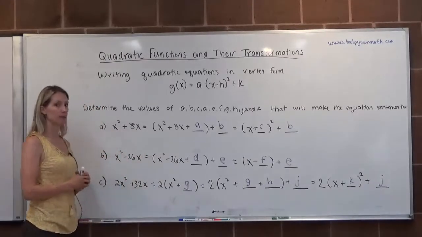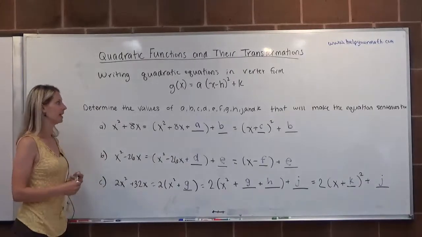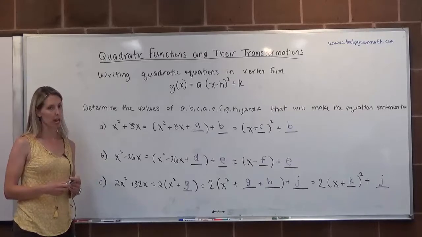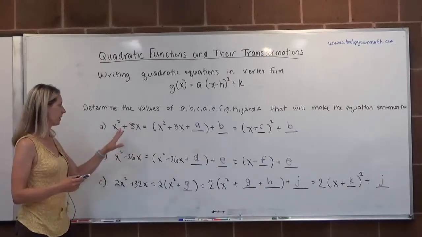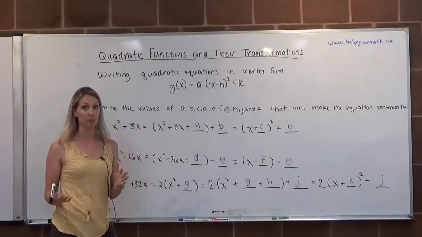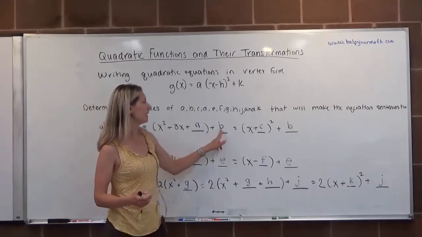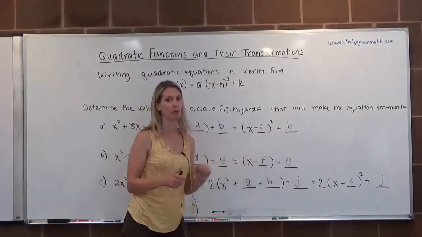All right, so here's what we're going to do. We're going to determine the values of a, b, c, d, e, f, g, h, j, and k so that these sentences are all equivalent, so that this equals this, which equals this. You'll notice that sometimes variables repeat. That means that this b here is the same as this b here. So once you figure out b, it works for both.